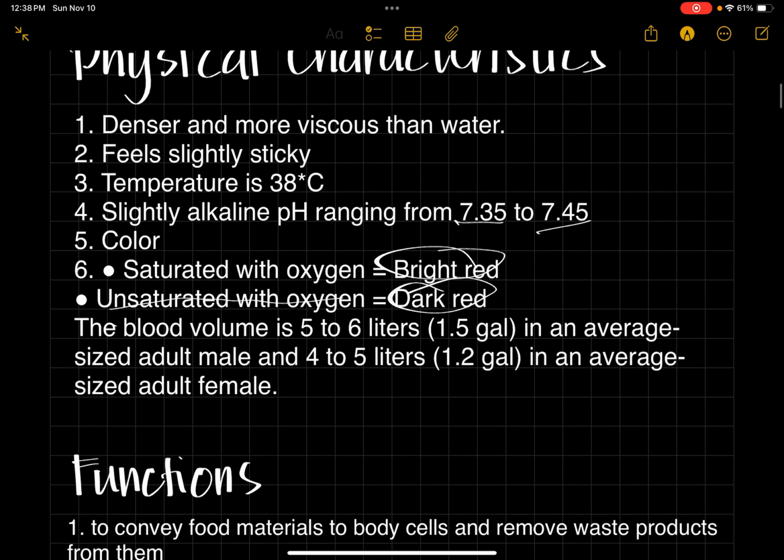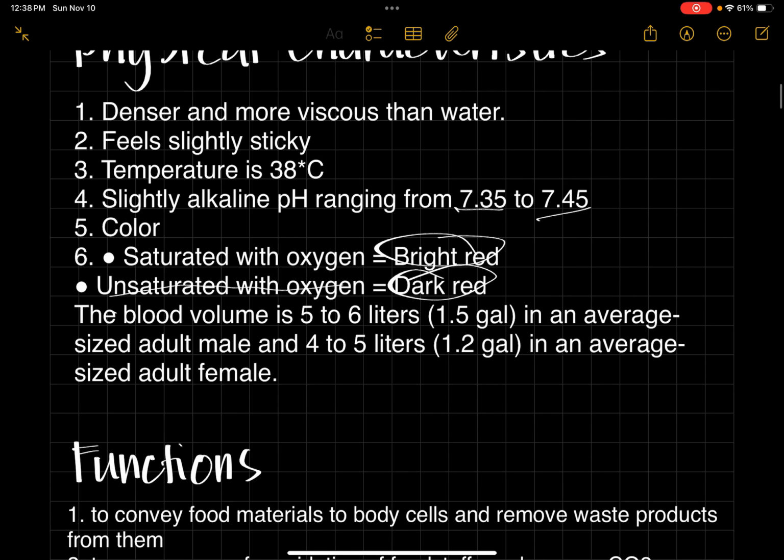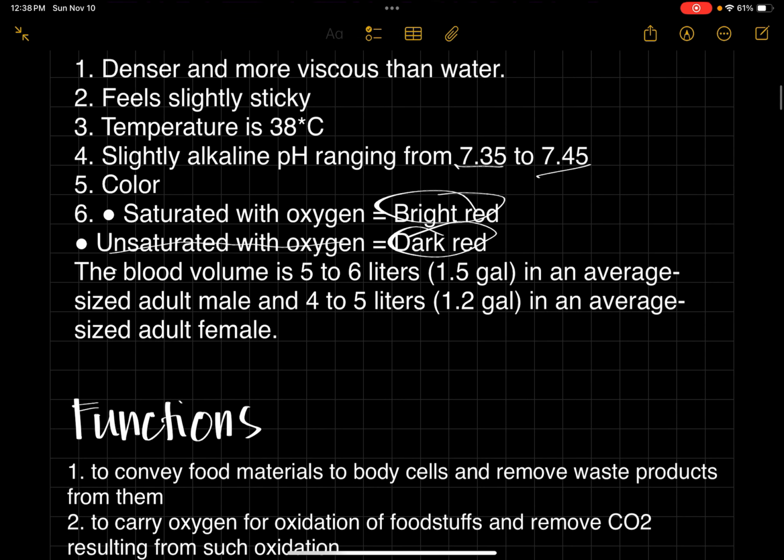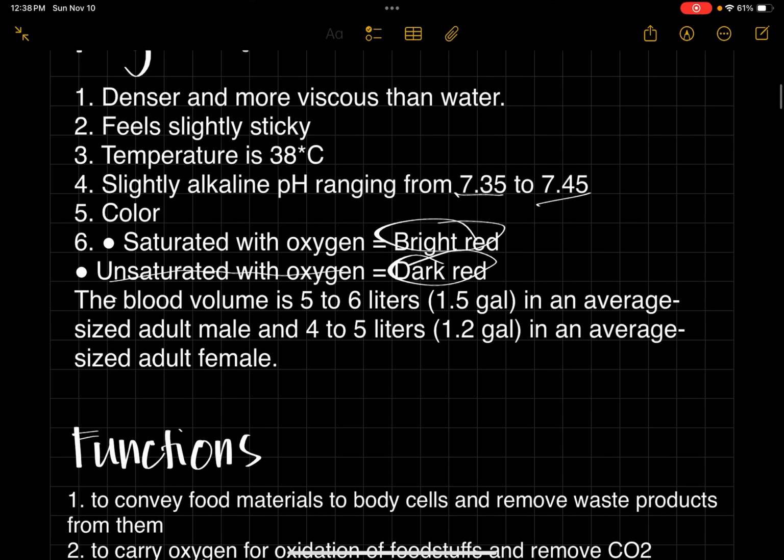The blood volume is 5.6 liters or 1.5 gallons in an average size adult male and 4.5 liters, 1.2 gallons in an average size adult female. Of course, if you look at the male and the female, mas dako si male. So, thus, mas dako man ang blood volume niya.